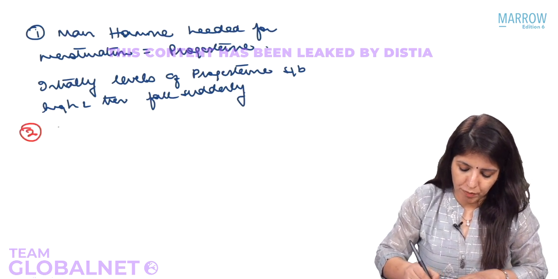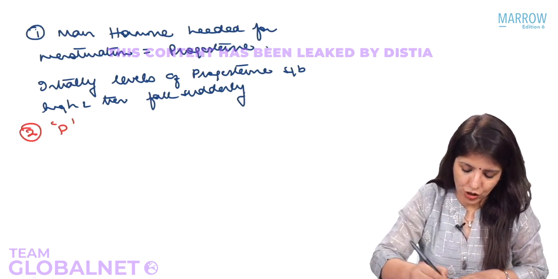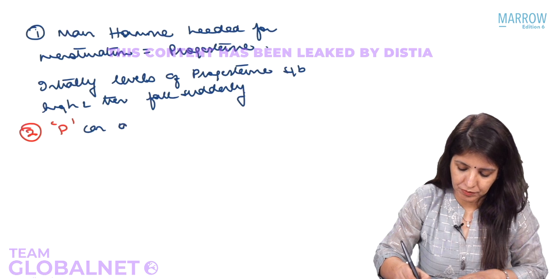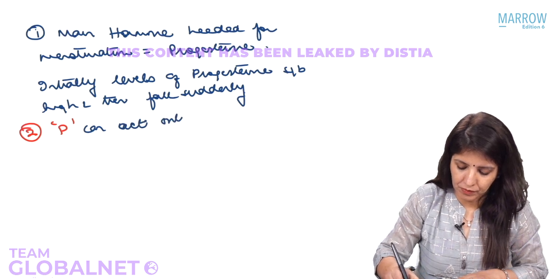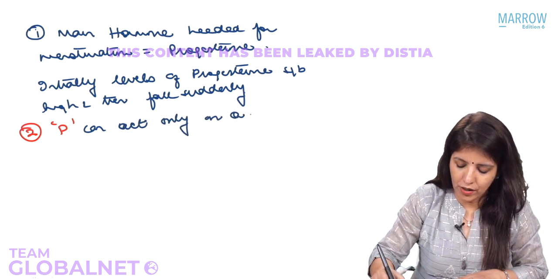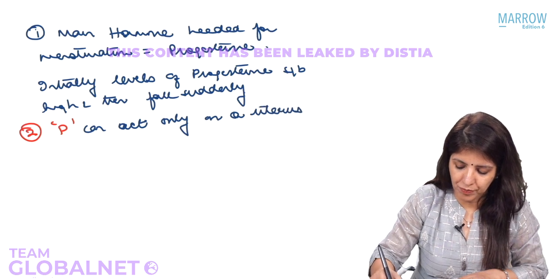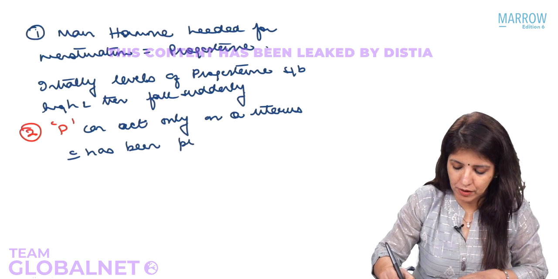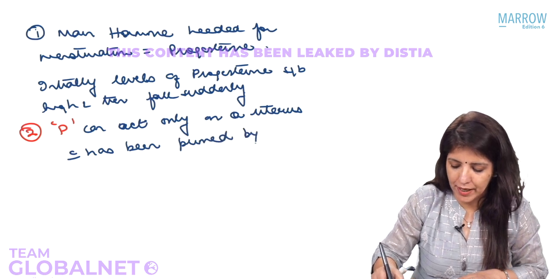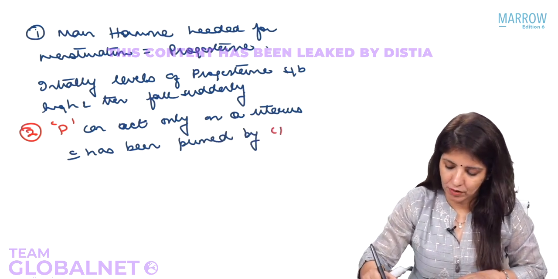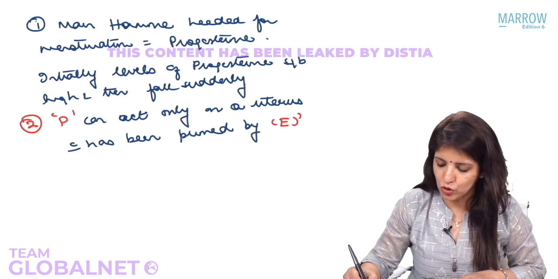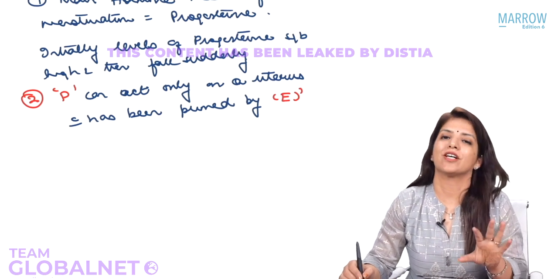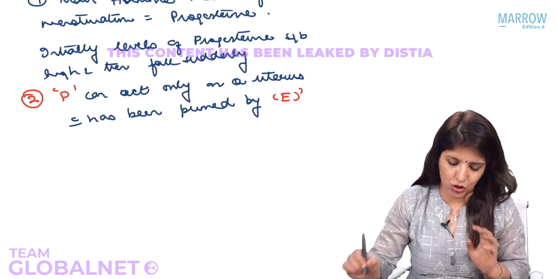Number two, progesterone can act only on a uterus which has been primed by estrogen. Right? So progesterone can act only on the uterus which has earlier been primed by the estrogen.